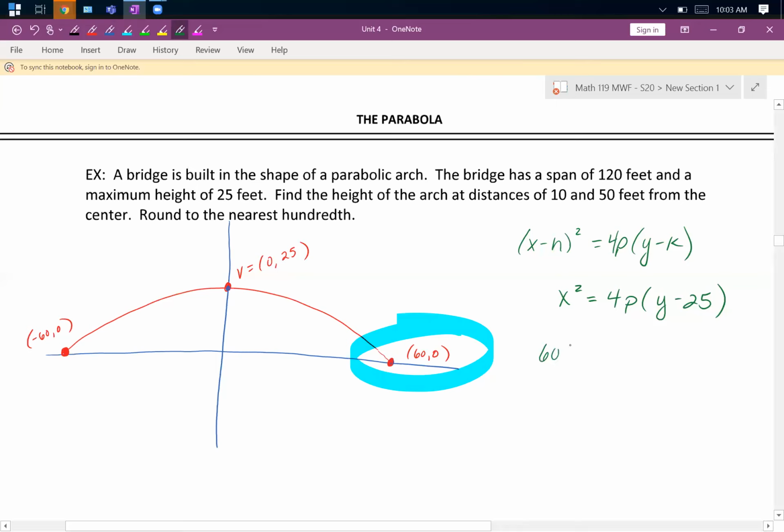So that's 60 squared equals 4 times p times 0 minus 25. 3,600 equals, it's going to be negative 100p. And again, when we solve for p, oh no, we do get a nice number this time. Dividing both sides by negative 100, we get p to be negative 36. Questions so far?